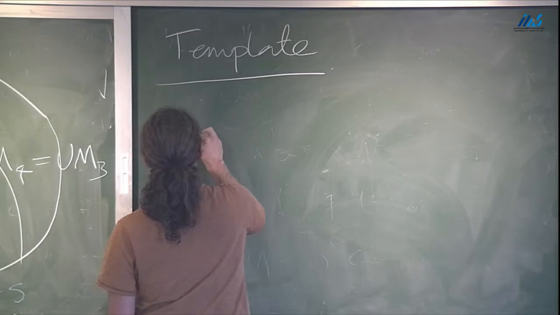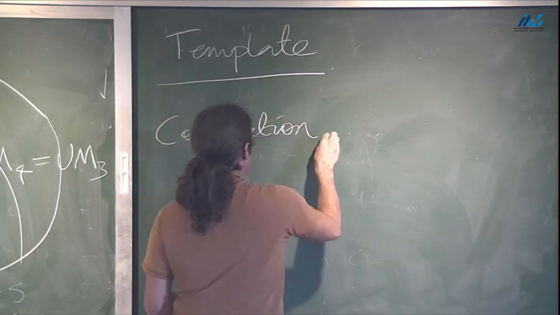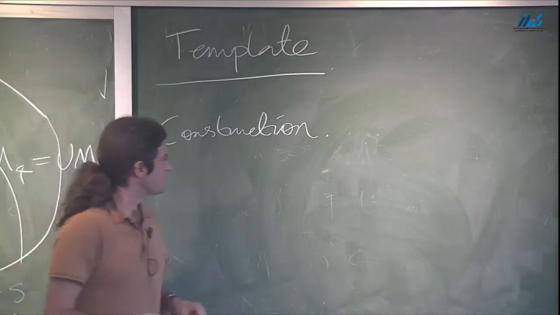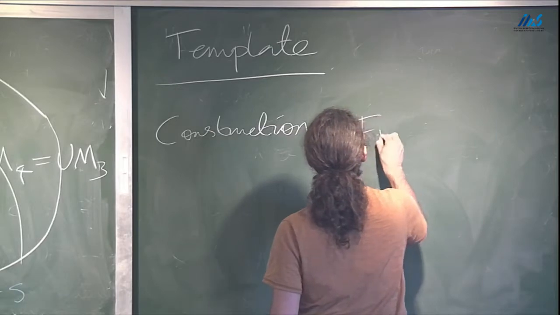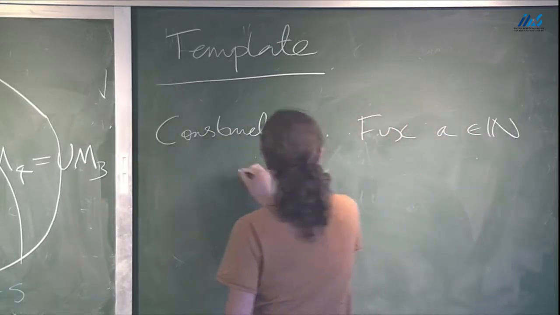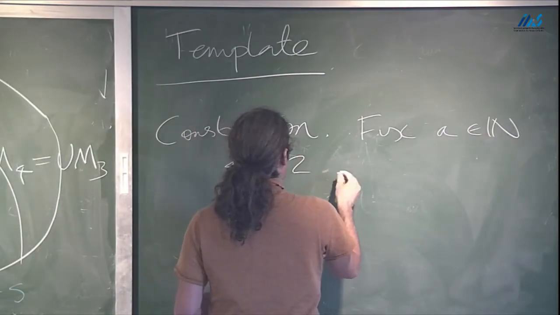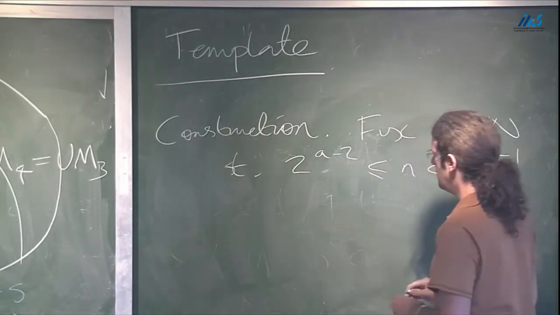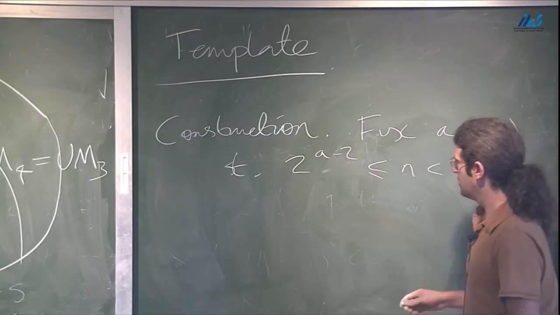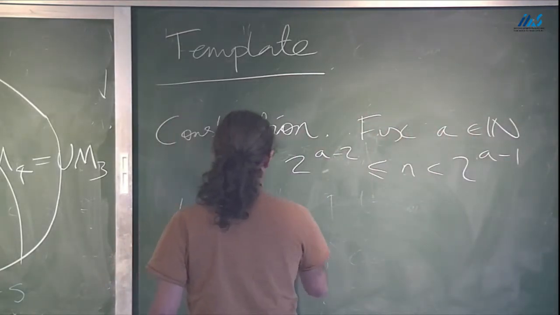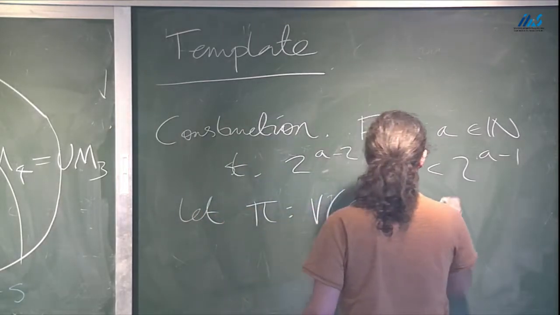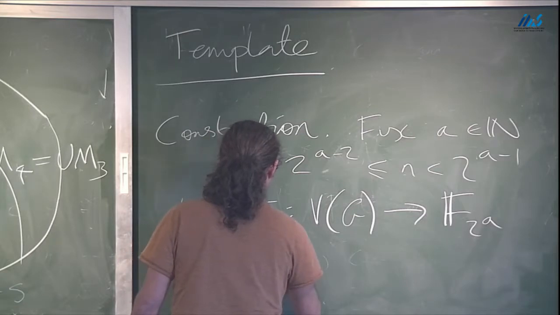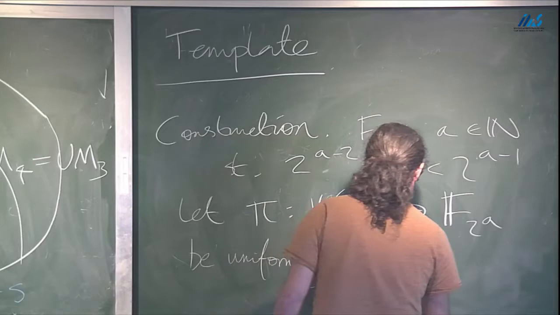Okay, so here's the construction. I'm going to embed my vertex set in a finite field, and it'll be convenient for me that it has characteristic 2. So fix a such that n is between 2 to the a minus 2 and 2 to the a minus 1. And I'm going to randomly embed, so let pi be a random injection, from the vertex set of G to this finite field, F2 to the a, a uniformly random injection.